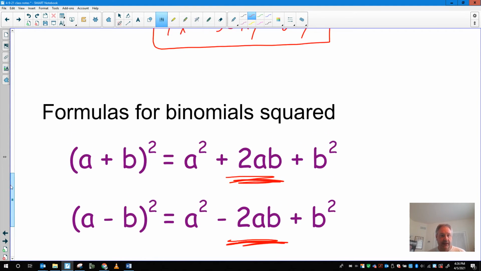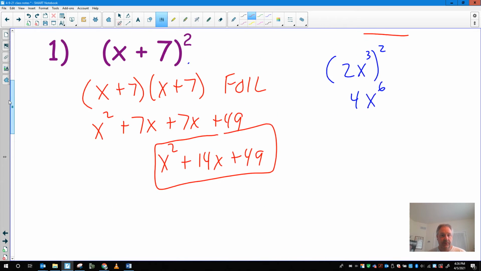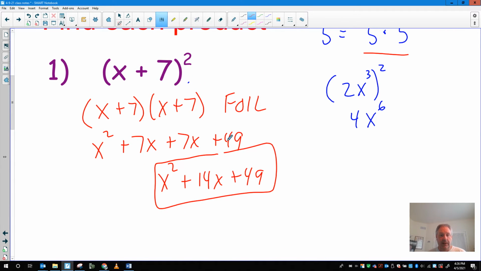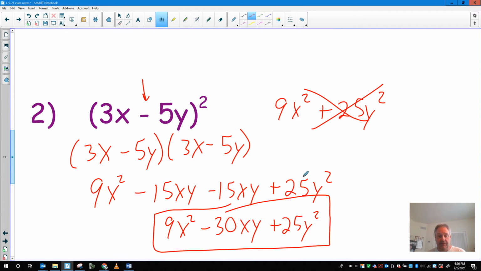But let's just go back and compare. In both cases, whether this is minus or plus, the last term is positive because it comes from multiplying a 7 times a 7 or a negative 5y times negative 5y. So the last term is always positive. But the middle is what changes; if you're adding two negatives, you still stay negative.